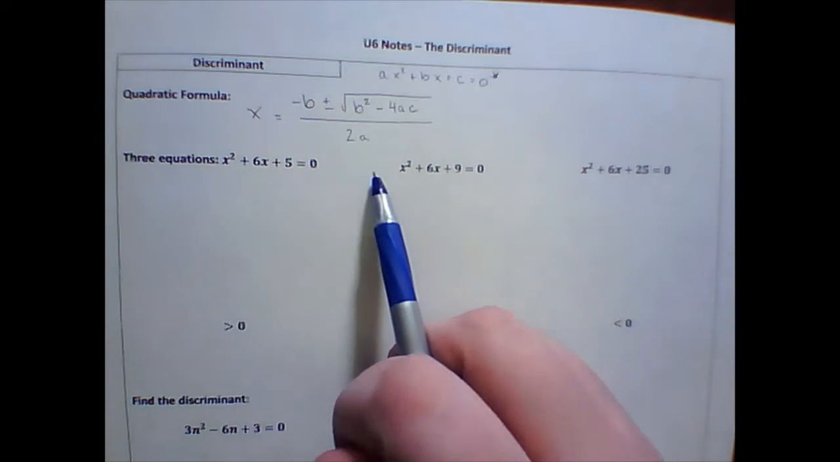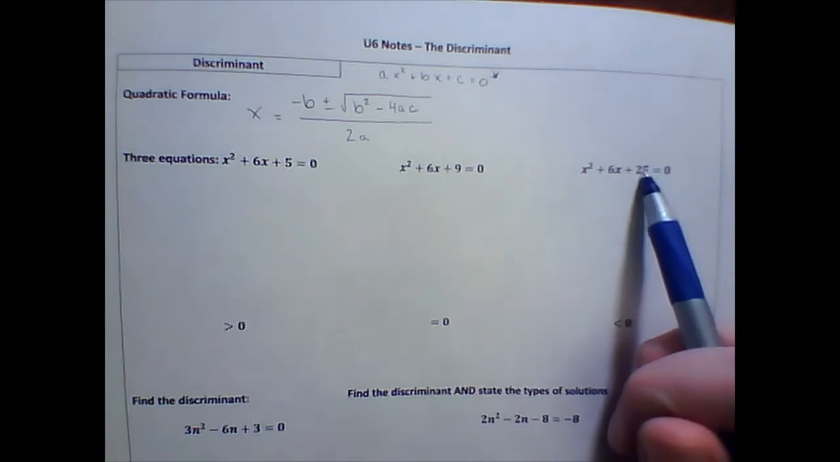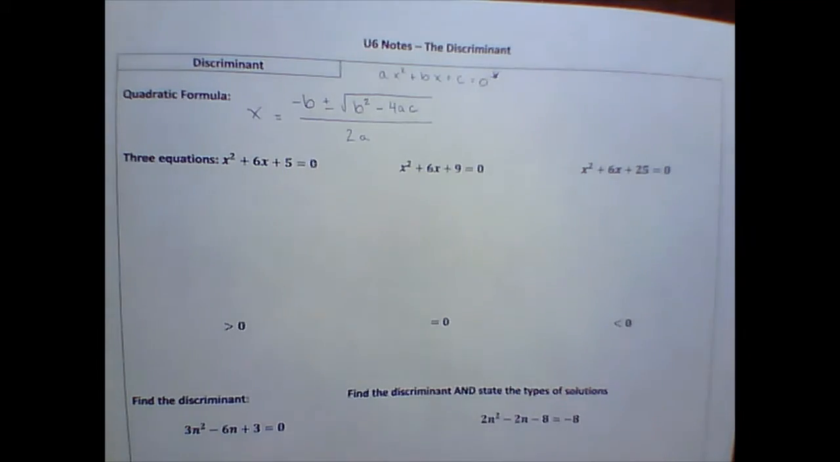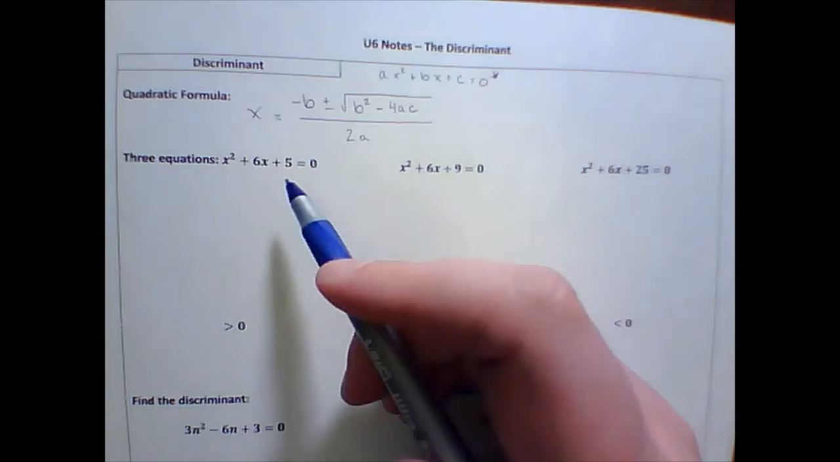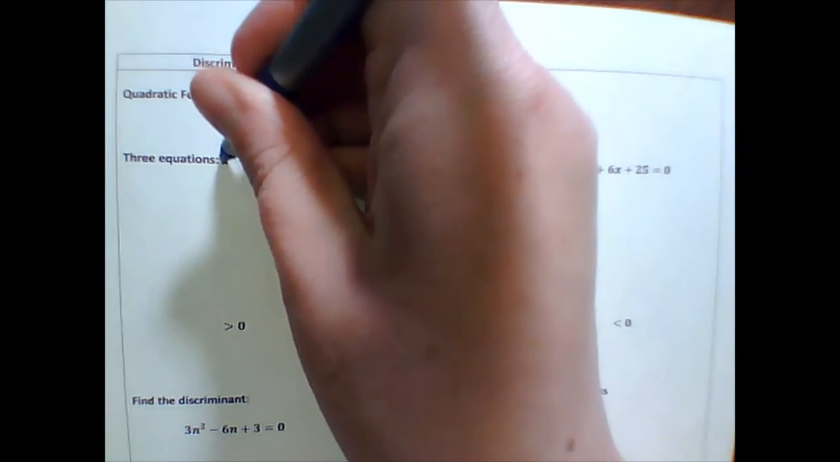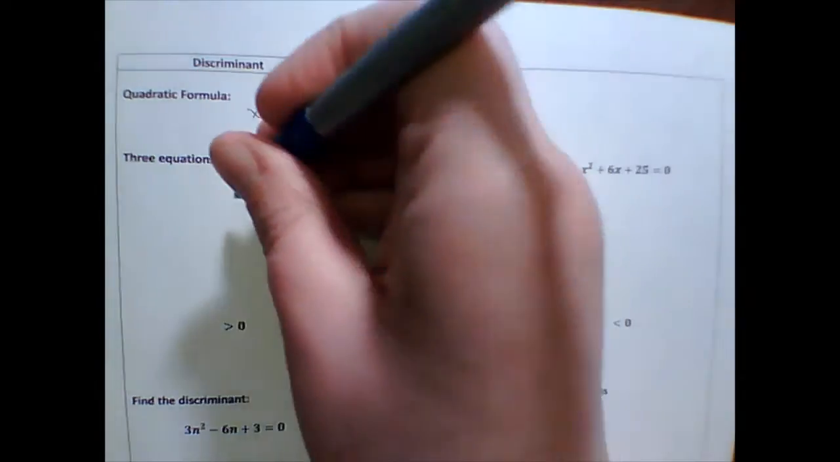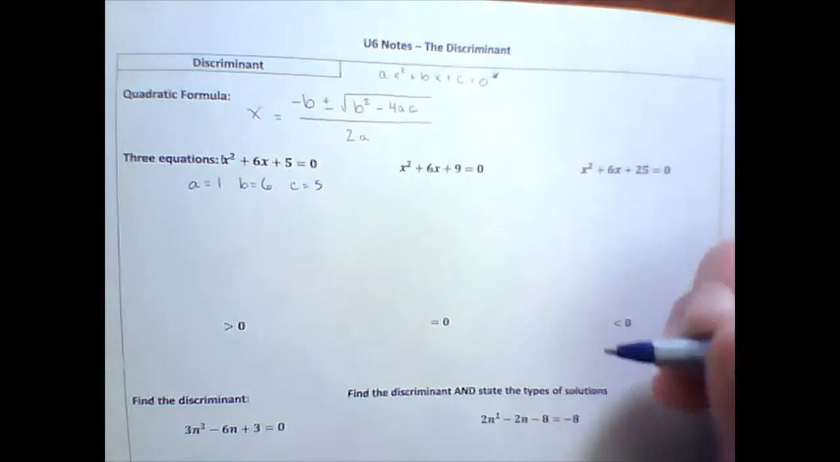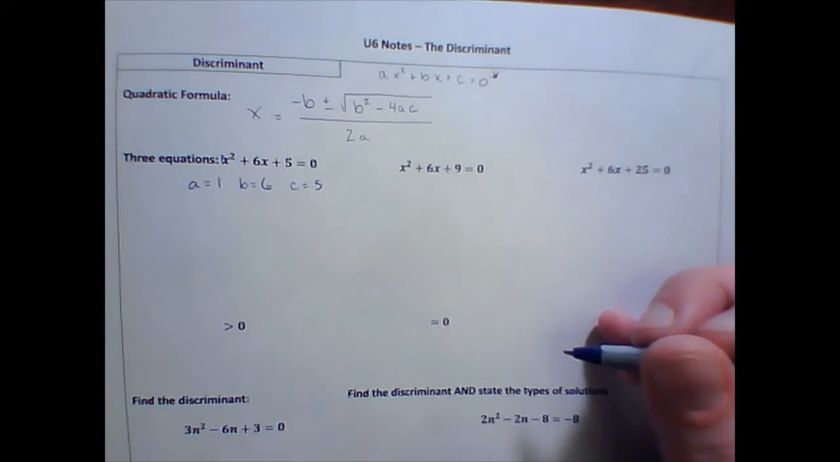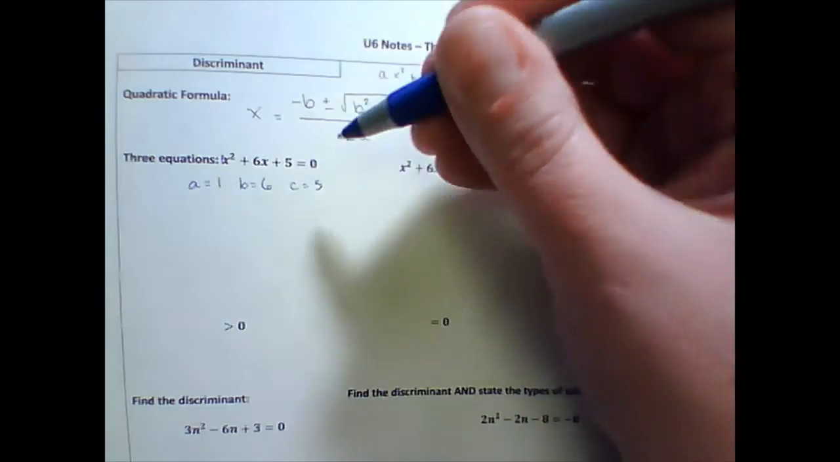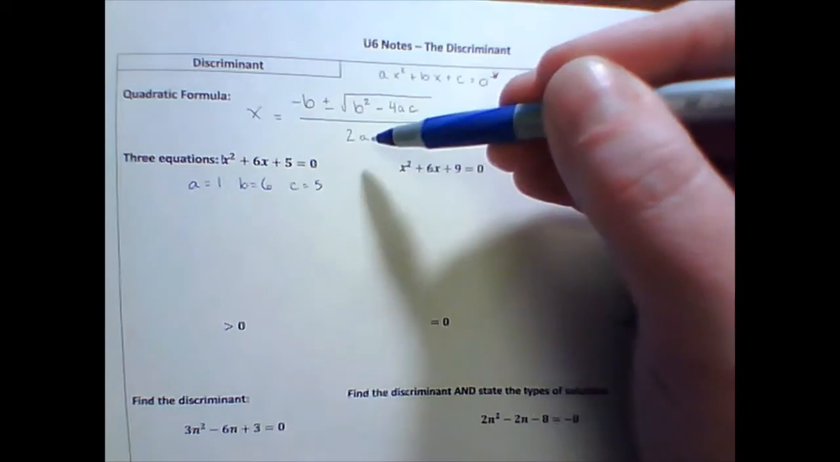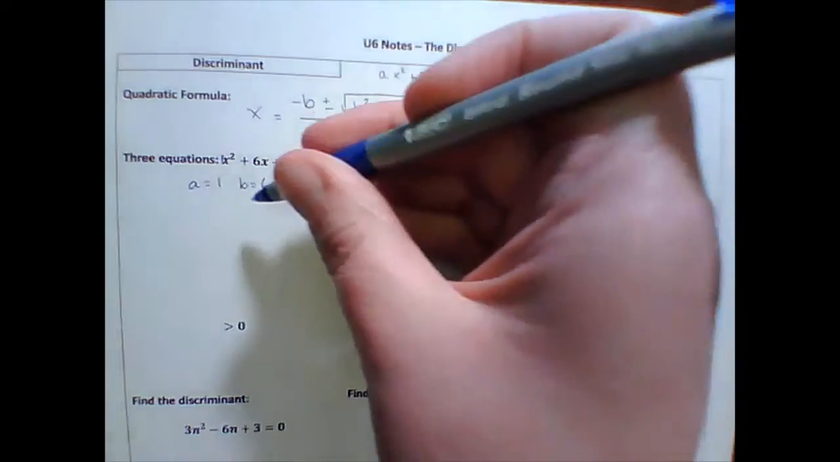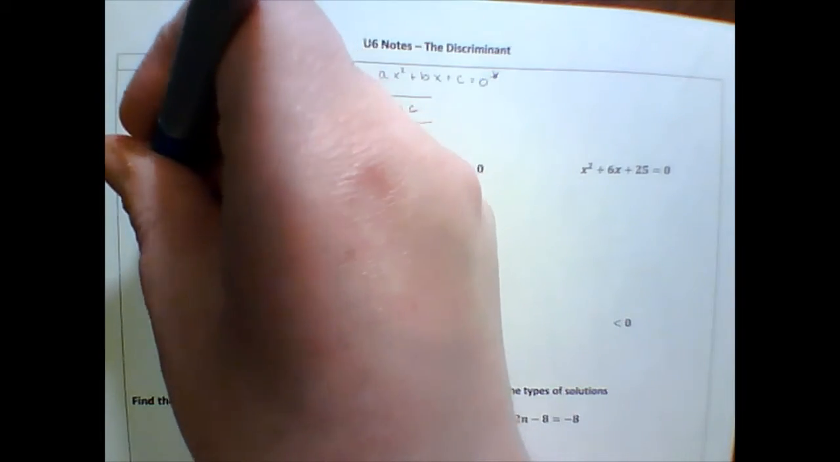So we're going to run 3 equations. There they are. And notice that all 3 of them are pretty much the same except for the c part, or the constant. So in this first equation, a is going to be 1. That's the hidden number in front of x squared. b is 6, c is 5. We're going to plug them into the formula, and we'll find out what x equals.